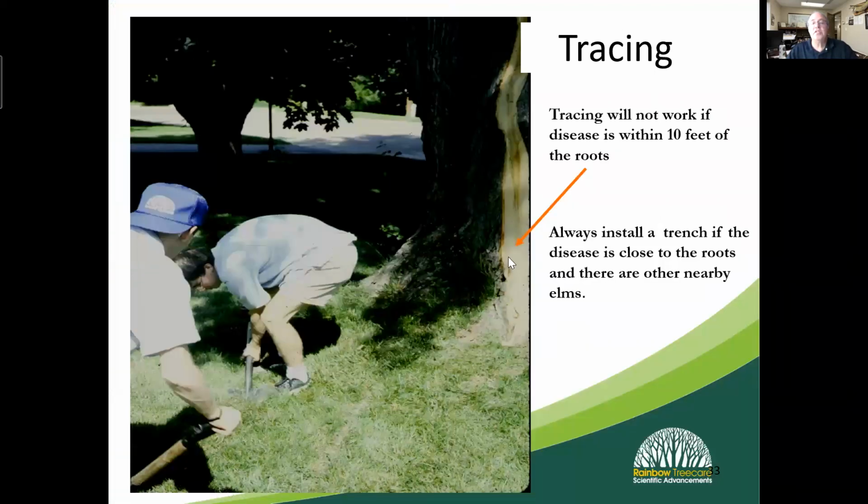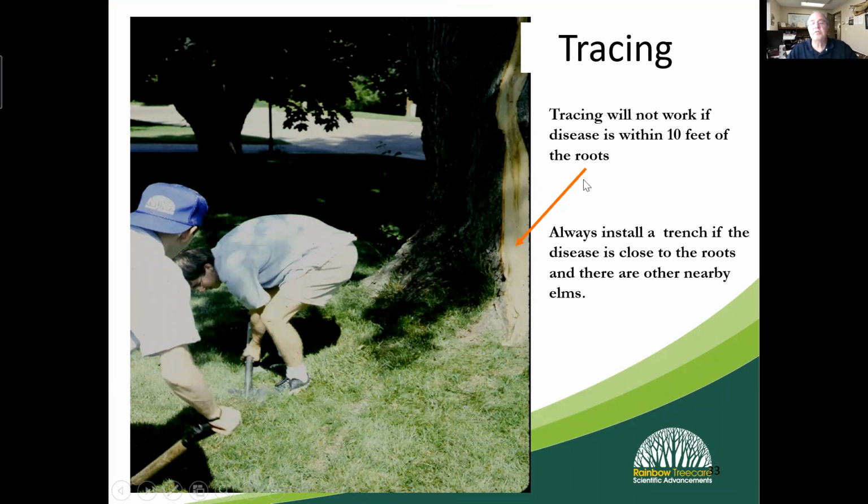Like you can see on this tree, you can see how close the fungus is to the ground. This is actually a stage photo, I'll admit. But what we're doing is cutting a trench here because there's a tree next to it, and it's just good practice.